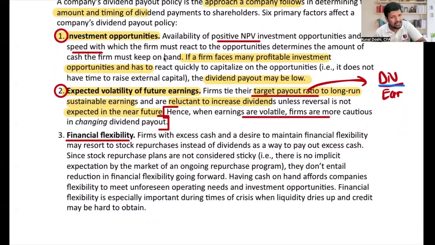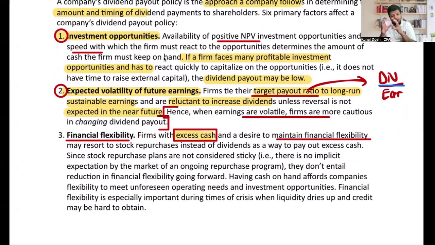Now tell me, if you are the CEO or CFO of the company, and you have excess cash, but if you pay out this excess cash as dividends, what will happen? Shareholders will demand dividends every year, isn't it? You can't control them. Once you pay dividends, they start demanding the dividends every year, isn't it?